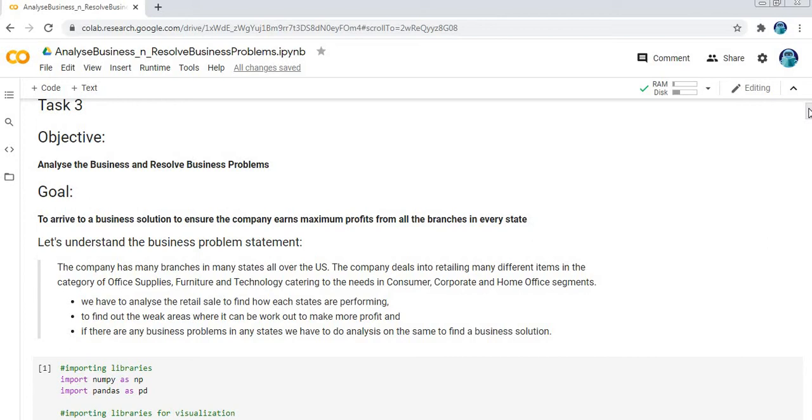What is the business problem statement here? The company has many branches in many states all over the US. The company deals in retailing many different items in the categories of office supply, furniture, and technology, catering to the needs of consumer, corporate and home office segments. Now we have to analyze the retail sales and find how each state is performing. Also, we need to find the weak areas where it can be worked out to make more profit. And if there is any business problem in any state, we have to analyze it and find the business solution. So let's move forward.